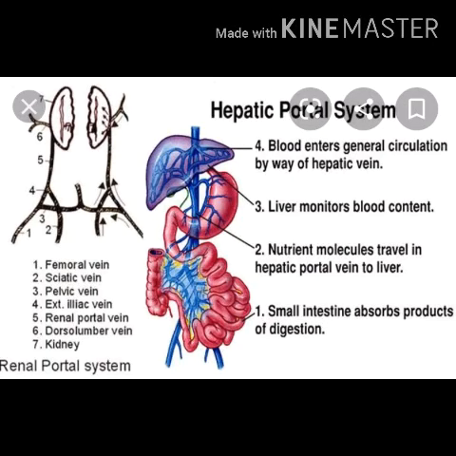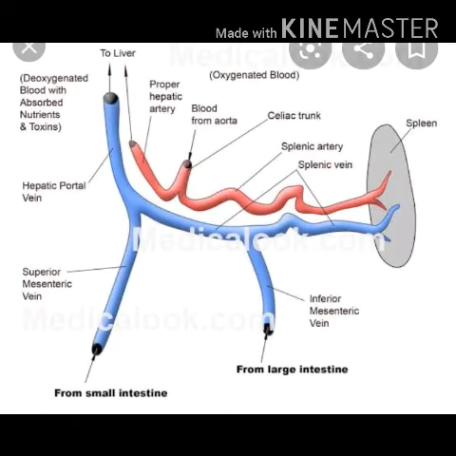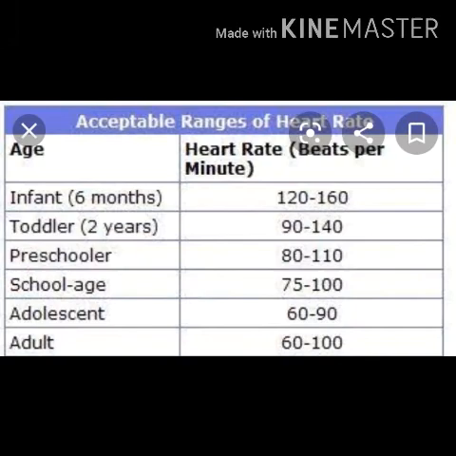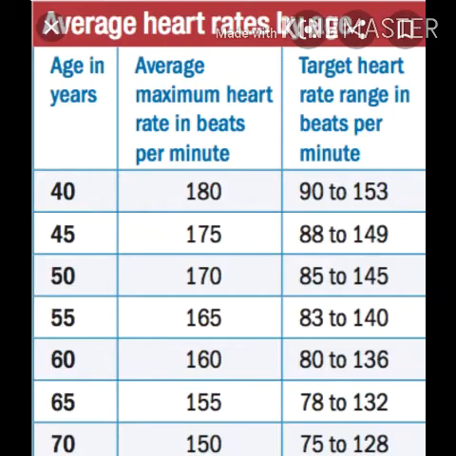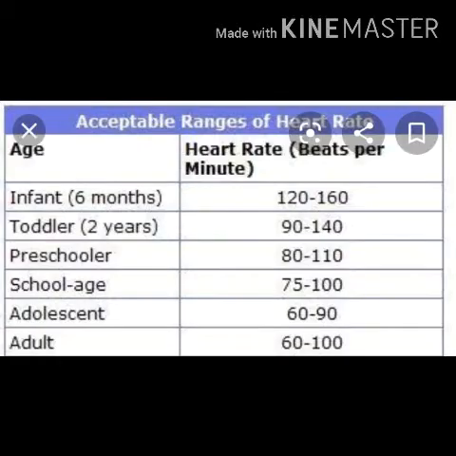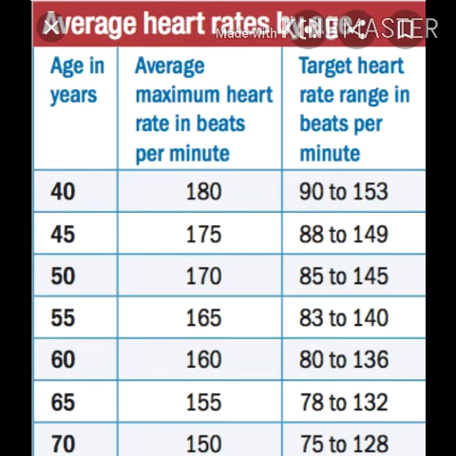Now move on to another term, called pulse and pulse rate. The contraction and relaxation of the arterial wall when blood is pumped during ventricular systole, causing rhythmic throbbing of the arteries, is called pulse. The measure of the number of heartbeats per minute is called pulse rate.